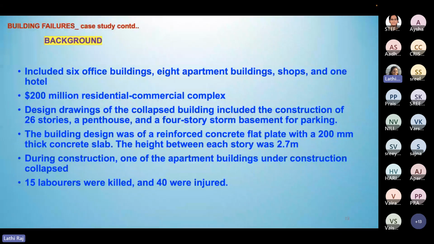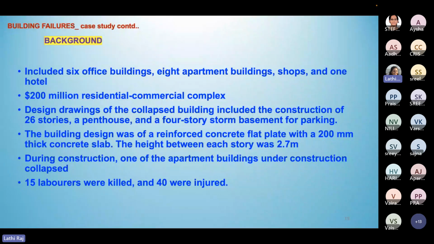The building design was of a reinforced concrete flat plate with a 200 thick concrete slab. It was a flat plate. The height between each story was 2.7 meters because most of the building was residential. During construction, one of the apartment buildings under construction collapsed. In that collapse, 15 laborers were killed and 40 were injured.